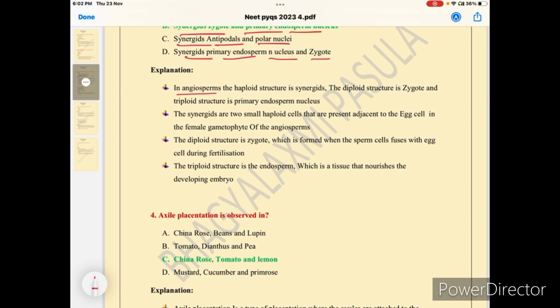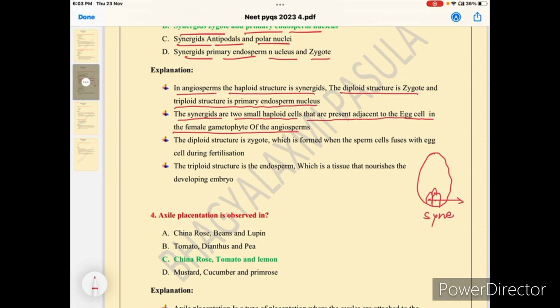In angiosperms, the haploid structure is synergids, the diploid structure is zygote and the triploid structure is primary endosperm nucleus. The synergids are two small haploid cells that are present adjacent to the egg cell in the female gametophyte of angiosperms, where the female gametophyte is like this. The synergids are here, like two. The egg cell is here, adjacent to that.